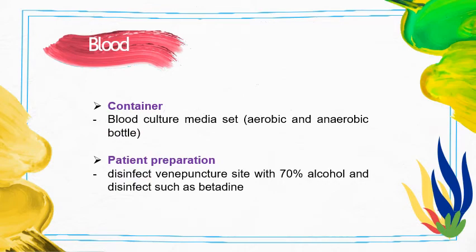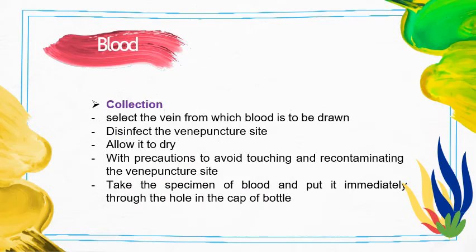Now, next is your blood. The container is your blood culture media set, aerobic and anaerobic bottle. The patient preparation is to disinfect the venipuncture site with 70% alcohol and a disinfectant such as betadine. For the collection, select the vein from which blood is to be drawn and disinfect the venipuncture site. Allow it to dry and avoid touching and recontaminating the venipuncture site, and take this specimen of blood and put it immediately into the hole in the cap of the bottle.